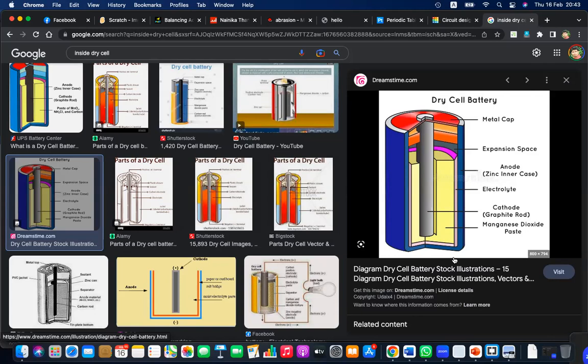Right, let's see what will happen. Let's see what will happen there. You can just show the anode and cathode.